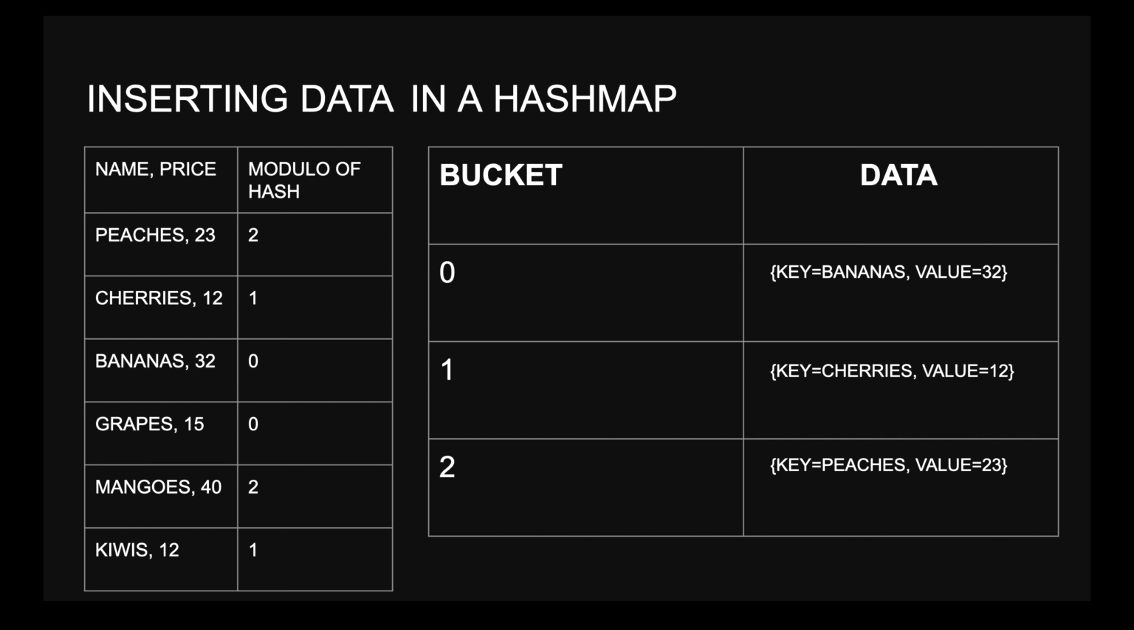The next fruit we'd like to save in our hash map is grapes and its price. But because its hash code's modulo is 0 and bucket 0 already has an item, it will be stored in a collection inside the bucket. Similarly, we'll insert mangoes and kiwis and their respective prices.